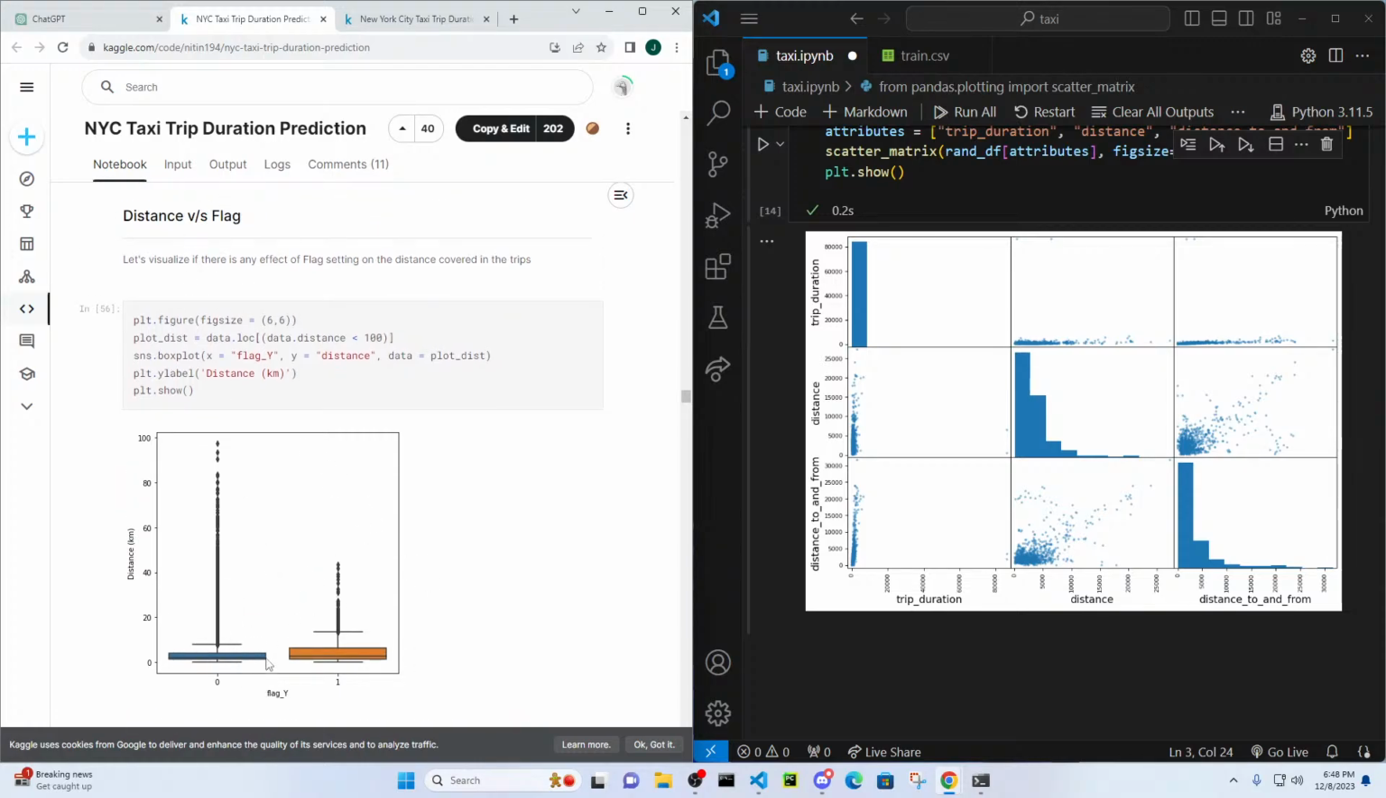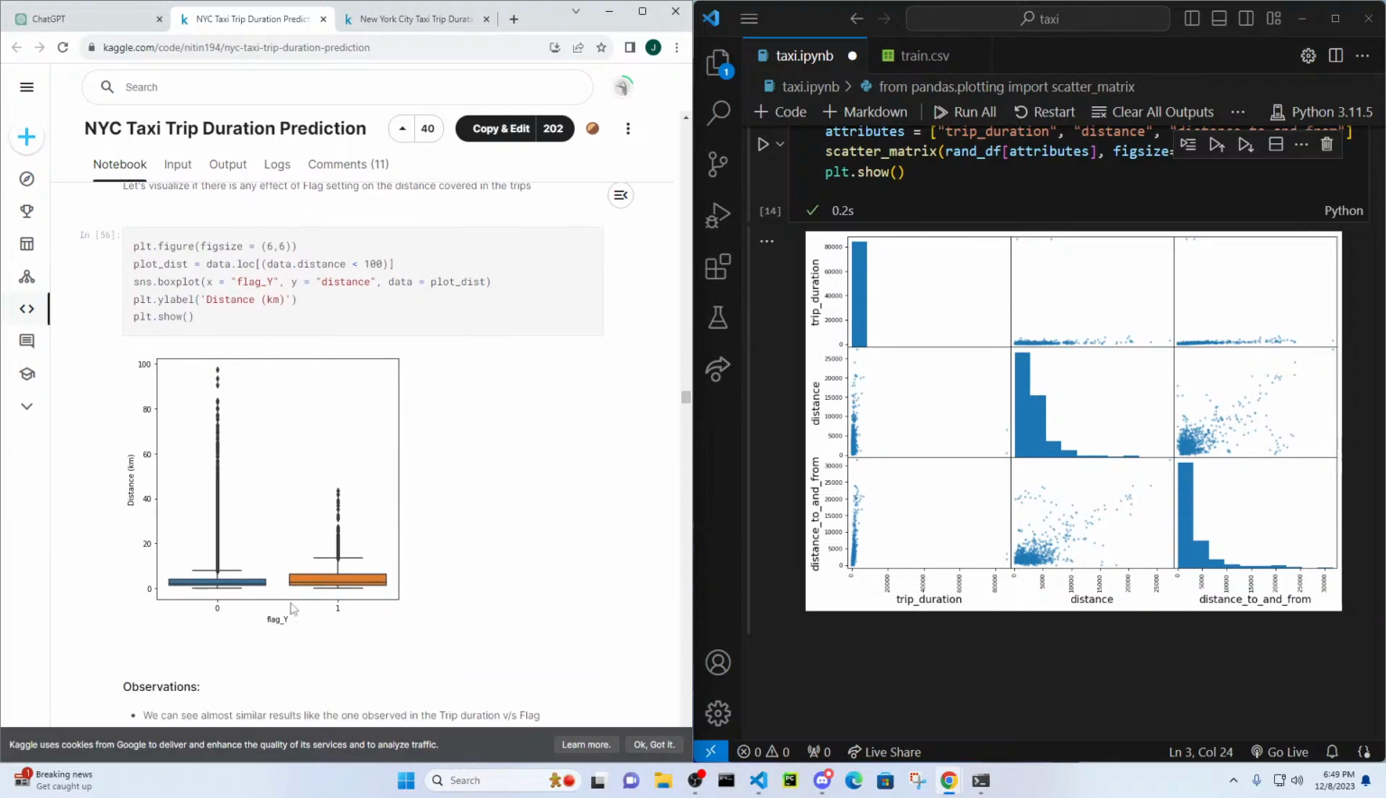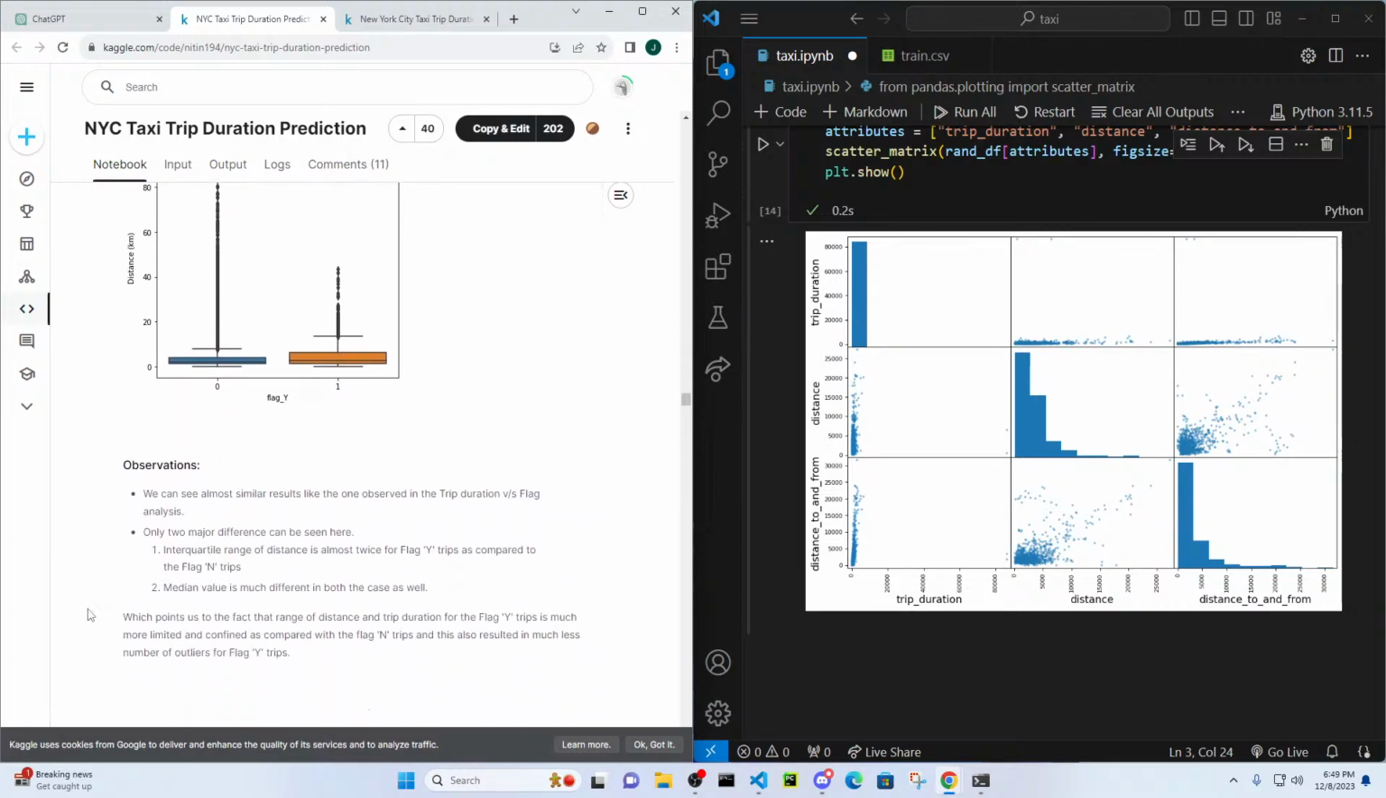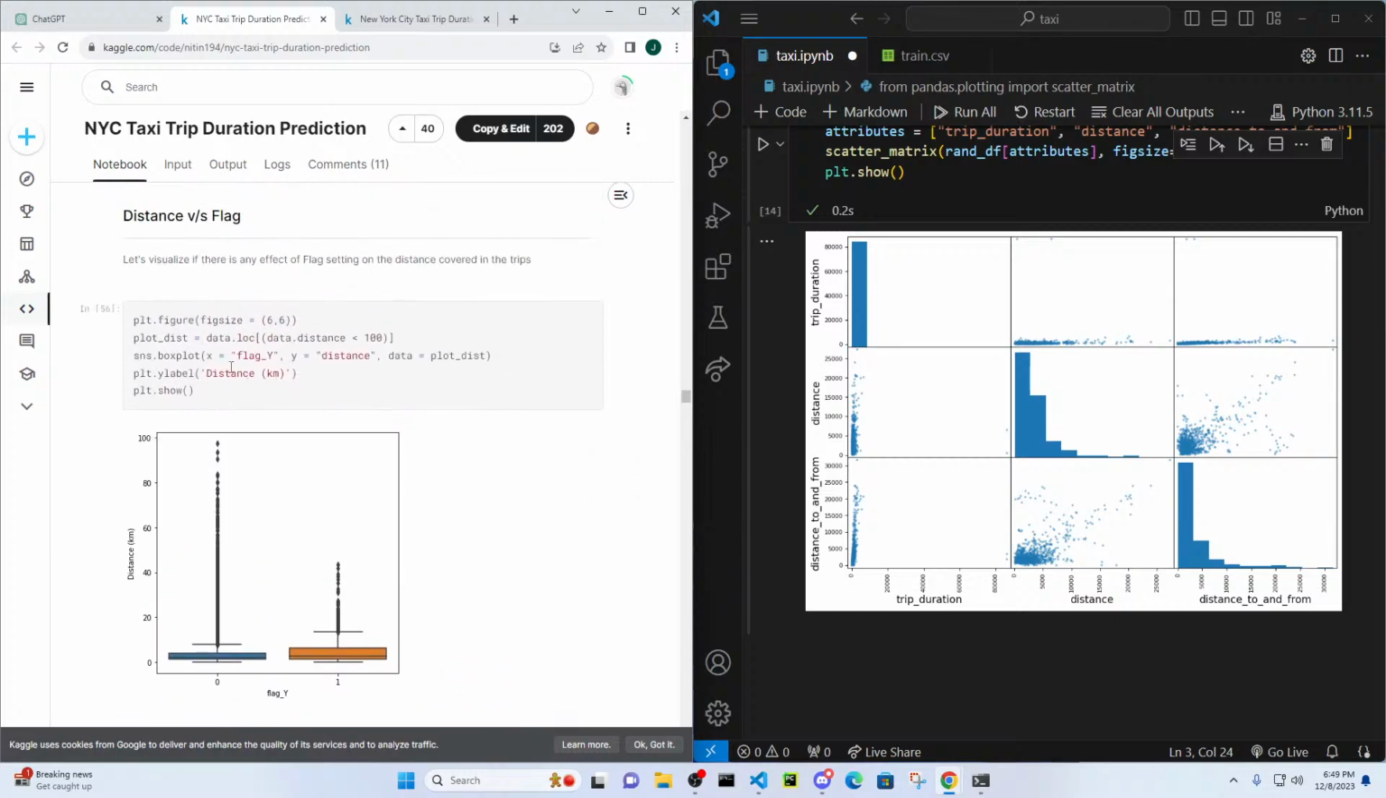So this is one of these flags yes and one of these flags no, I think, right? It seems like it's saying where the flag is yes. That's what it seems here, and these are the two vendors. Yeah, but it says nothing about the vendors here. It says just distance versus flag. There's nothing about vendors in the code either, so that's why it makes me think. Y, distance, data, plot, distance.